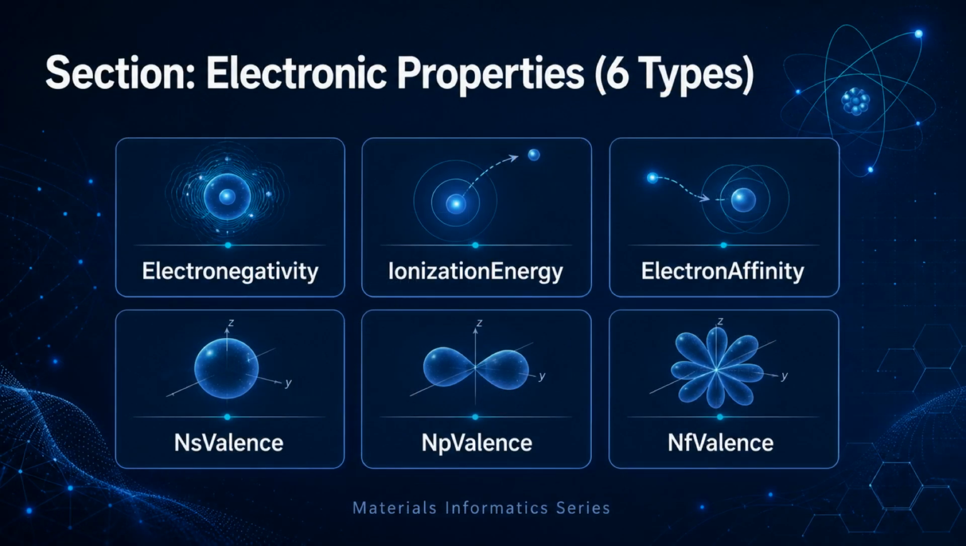The 6 electronic properties capture the behavior of electrons in atoms. These are electronegativity measuring electron attracting power, ionization energy for electron removal difficulty, electron affinity for electron acceptance tendency, and the S, P, and F valence electron counts: NS valence, NP valence, and NF valence.